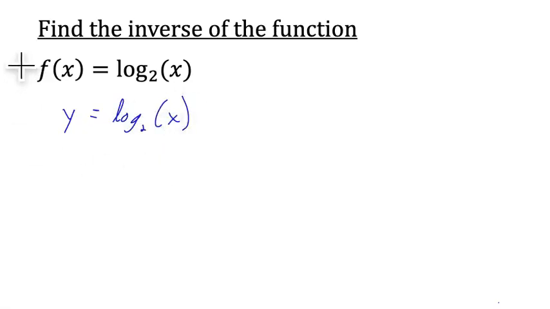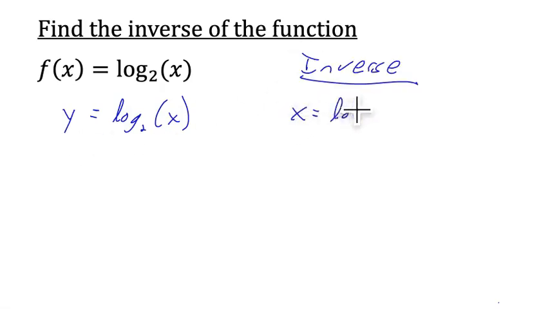So here we have function notation, and here we have our regular notation that says y equals. Now, to find the inverse, we're going to rewrite this equation, but we're going to swap the x and the y. So instead of y equals, I have x equals, and instead of log base 2 of x, I have log base 2 of y. Now I'm trying to rewrite this second equation so it says y equals.